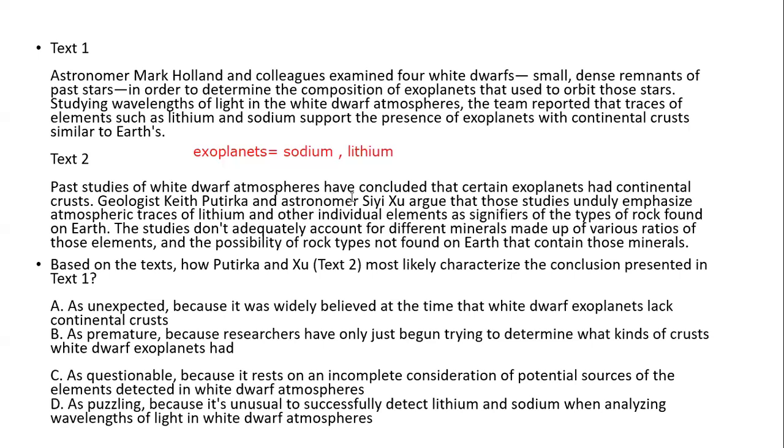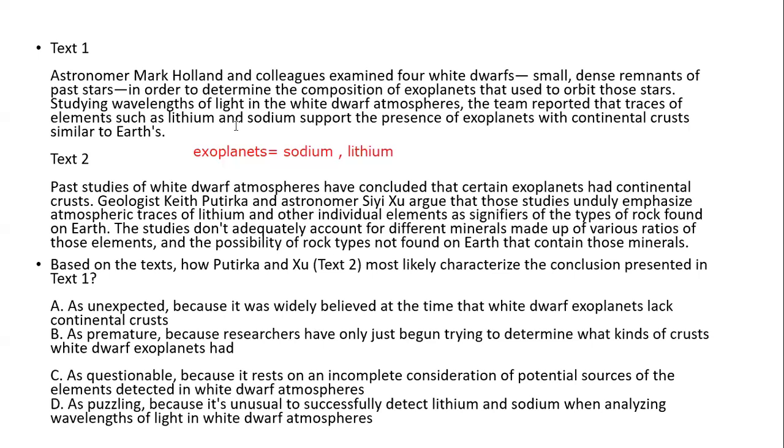Past studies of white dwarf atmospheres have concluded that certain exoplanets had continental crusts. And these two astronomers argue that those studies unduly emphasize atmospheric traces, lithium and other individual elements, as signifiers of the type of rock found on Earth. The studies don't adequately account for different minerals made up of various ratios of these elements, and the possibility of rock types not found on Earth that contain those minerals. So there are some drawbacks and contradictions also.